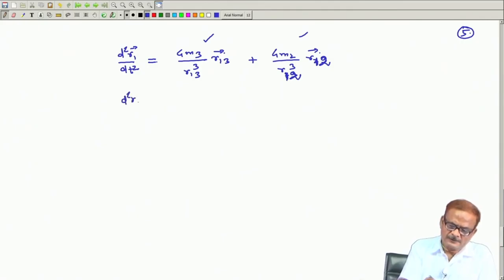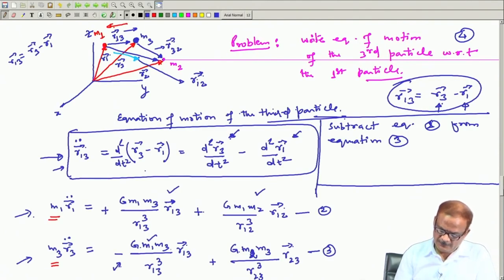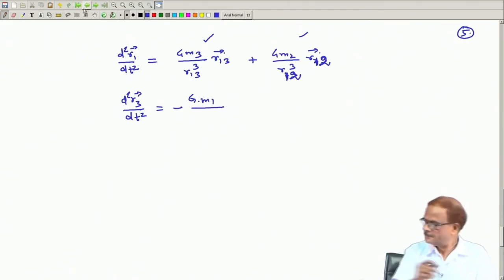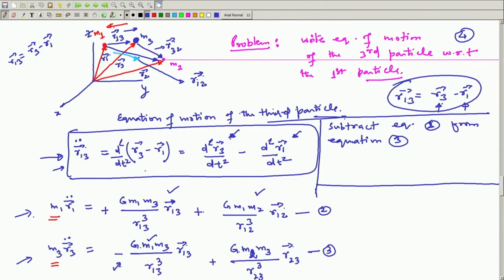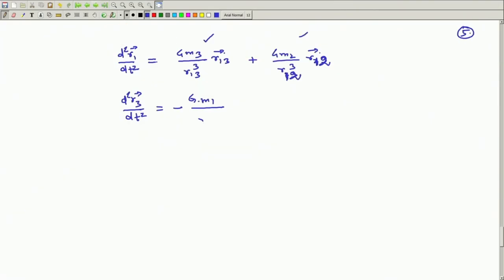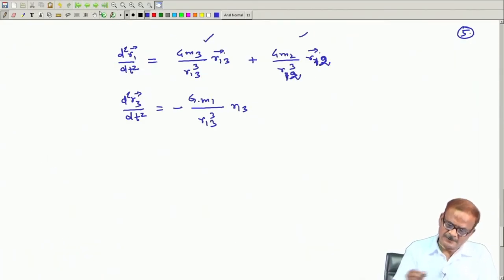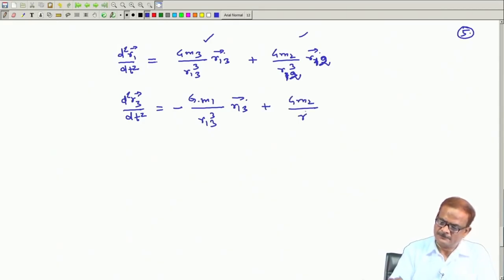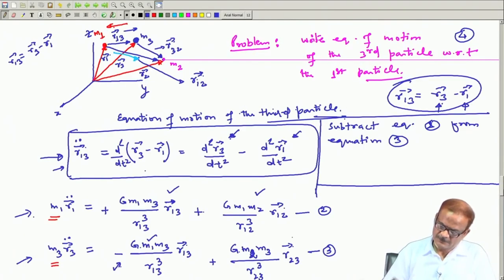And similarly, we will have d squared r 3 by d t squared, this is equal to G, we divide both sides by m 3. So, minus G times m 1 divided by r 1 3 whole cube, with a minus sign here, and then plus G m 2 divided by r 2 3 whole cube, times r 2 3.